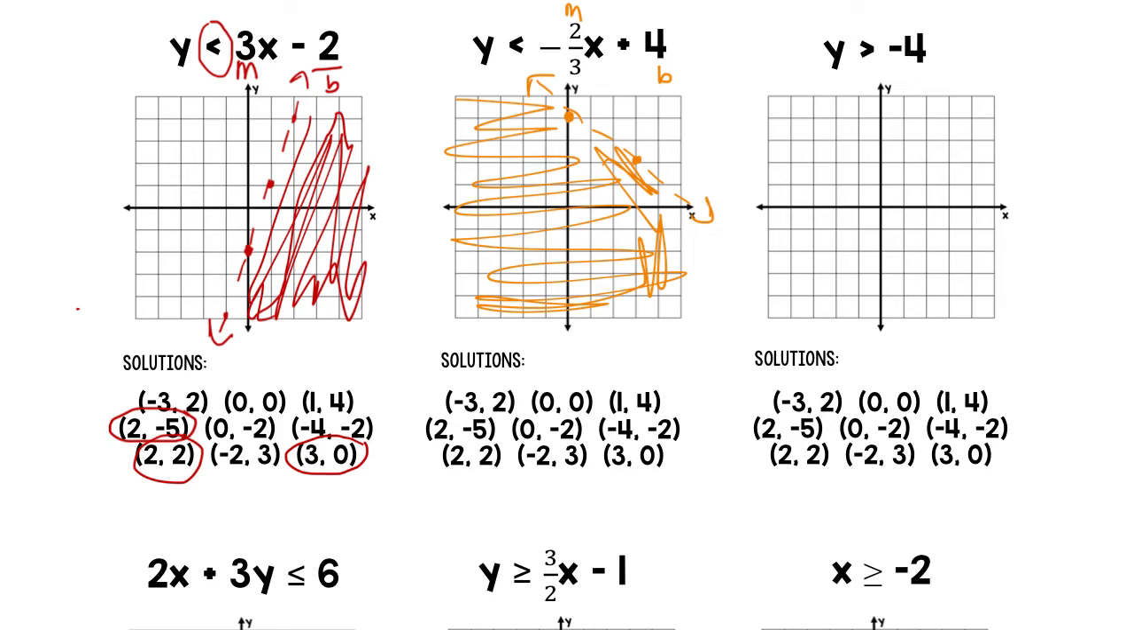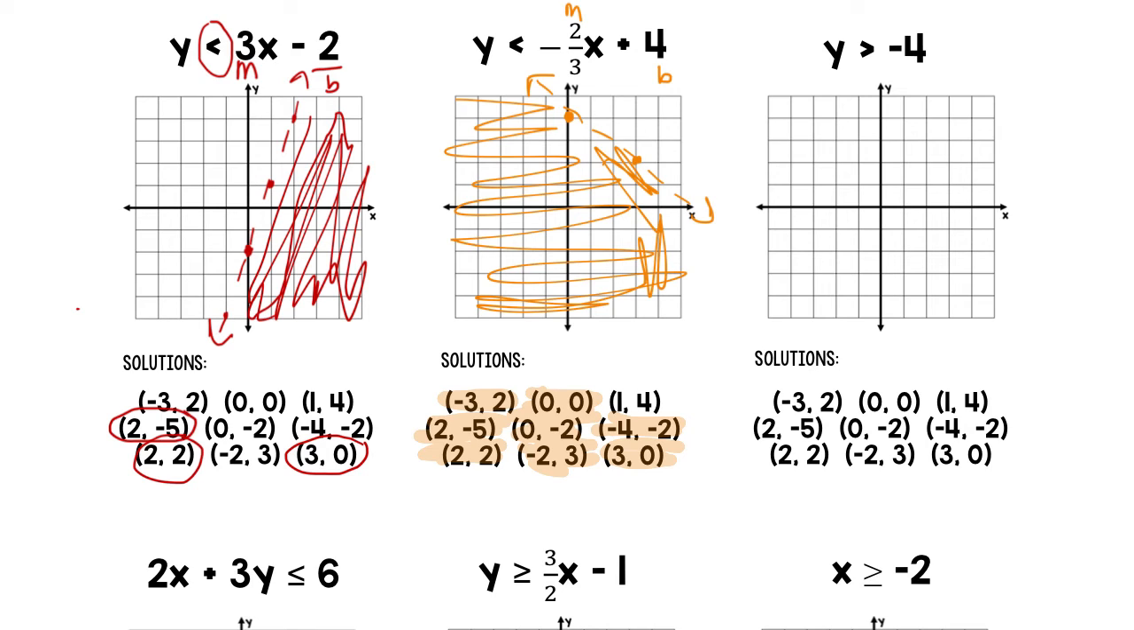So far, so good. Let's test some points. Negative 3, 2 is shaded. 0, 0 is shaded. 1, 4, not in our solution area. You should really pause here and check these out on your own and then double check with me. 2, negative 5 is shaded. 0, negative 2 is shaded. Negative 4, negative 2 is shaded. 2, 2, yes. Negative 2, 3, yes. 3, 0, yes. So the only one we don't have to shade is 1, 4.